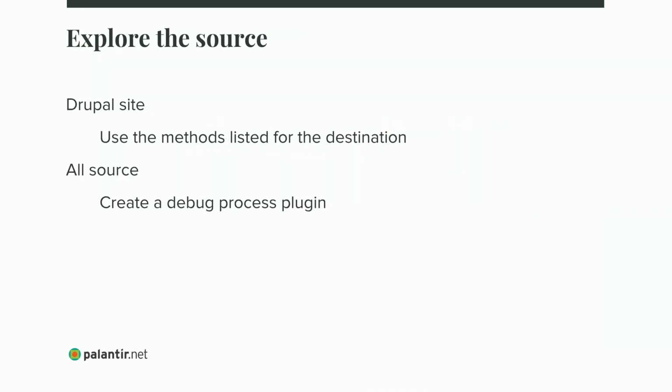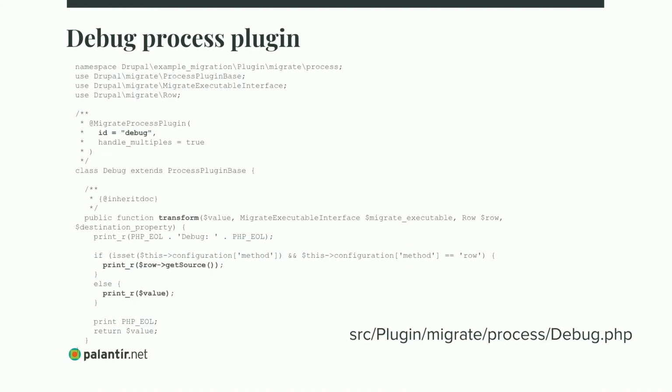Another option, if it's a Drupal site, is you could use those methods. If it's a non-Drupal site, you can't use those methods for the source. If you're exploring the source, you could use the same methods. They're available on Drupal 7 or Drupal 6, but they're not available for maybe a WordPress site or a CSV file. So a common pattern that we use is to use a debug process plugin.